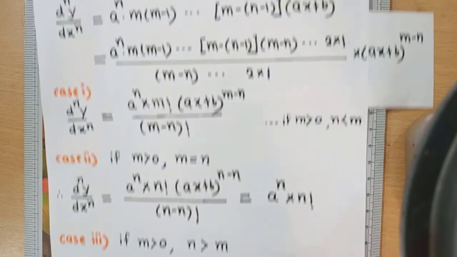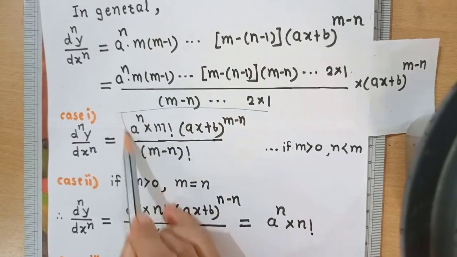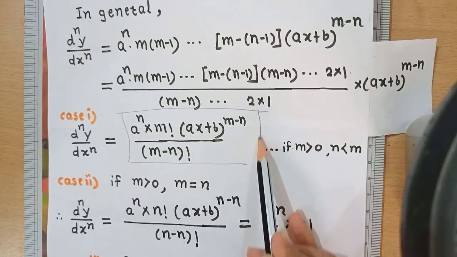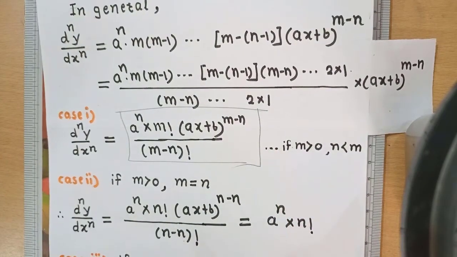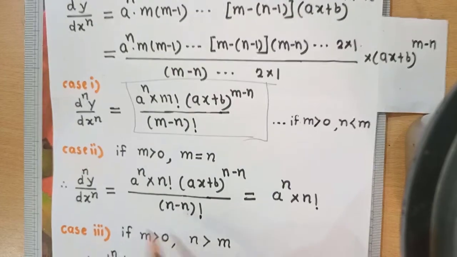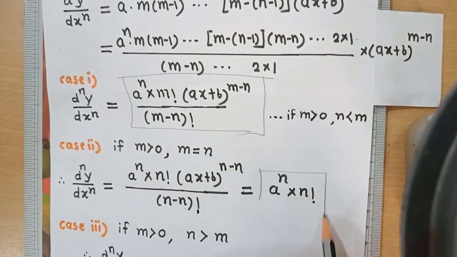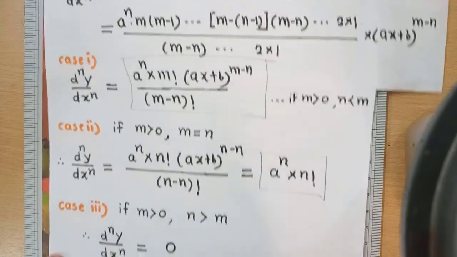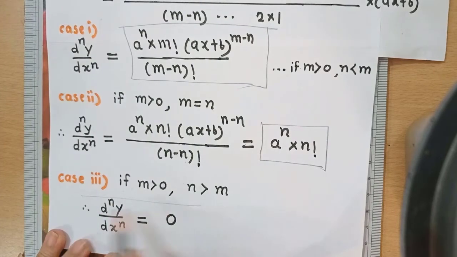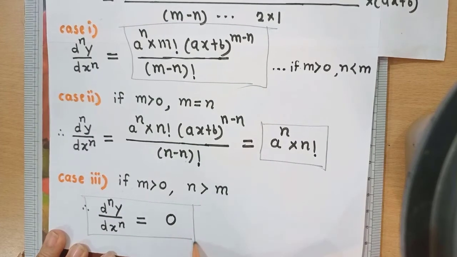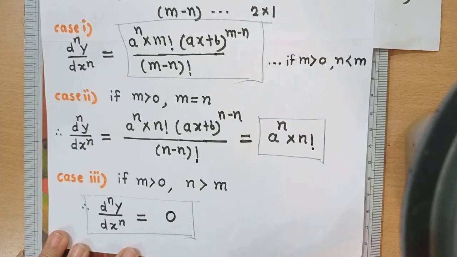So these are the three answers. This is the first, when the order is less than the power; this, when the order is the same as the power; and when the order is greater than the power of the function, then we have to write 0.